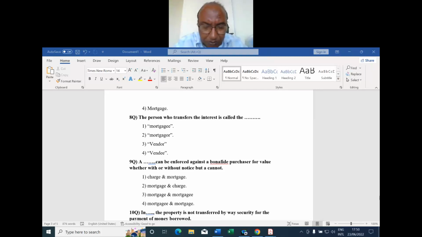Anyone can unmute and read? Ninth question. A dash can be enforced against a bona fide purchaser for value, whether with or without notice, but a dash cannot. Parshuram, again you open it. Mute it, from your side I am getting the sound. Option 1, charge and mortgage. Second, mortgage and charge. Third, mortgage and mortgagee. Fourth, mortgagee and mortgage. Which is the correct answer?